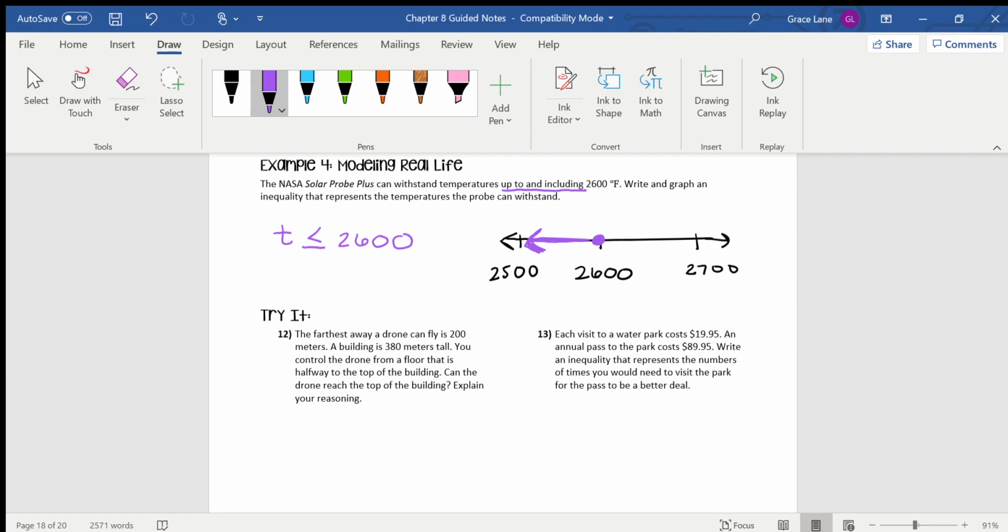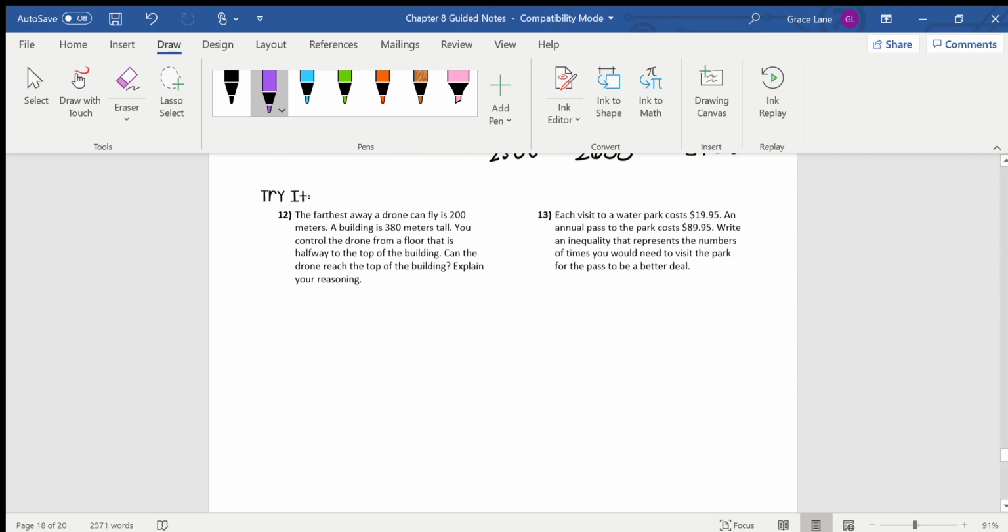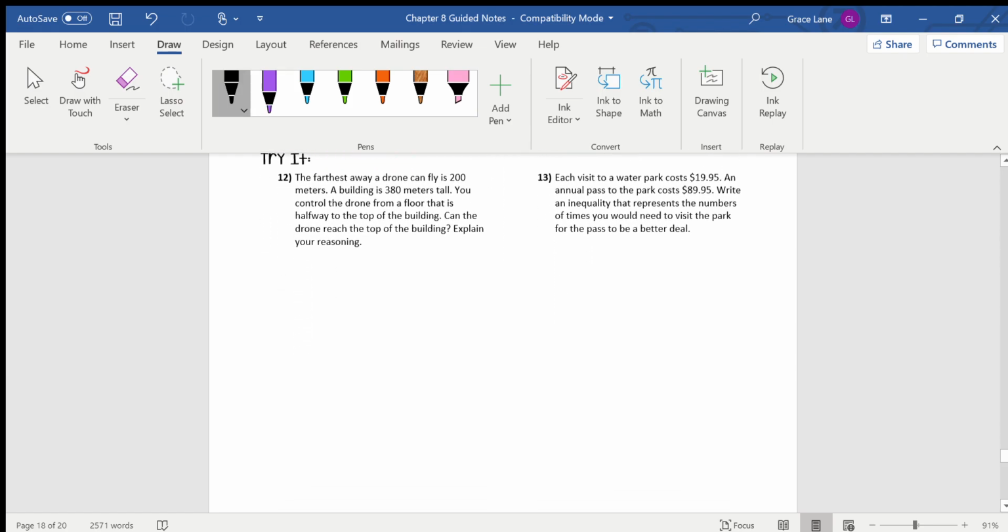You guys try the try it questions real quick. The farthest a drone can fly is 200 meters. A building is 380 meters tall. You control the drone from a floor that is halfway to the top of the building. Can the drone reach the top of the building? Explain your reasoning. If you think about this, I might draw a little picture here.